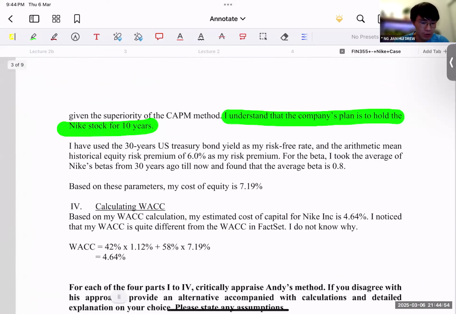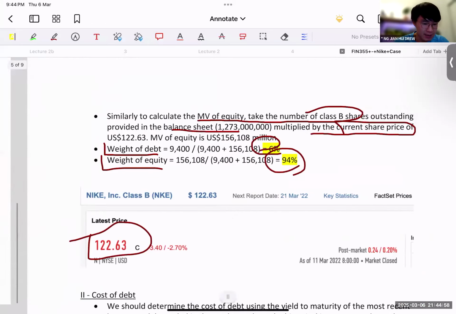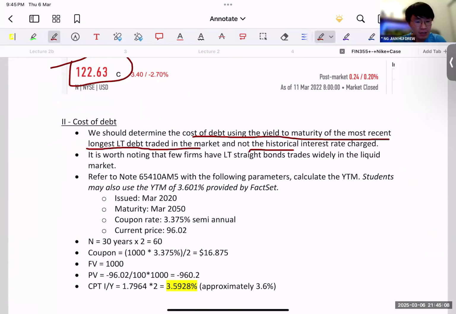You're right. So let's look at some of the suggestions here. Cost of debt. Okay, we should determine the cost of debt using the yield to maturity of the most recent longest long-term debt traded in the market, not the historical interest rate charged. You're right. So this is not the book value, right? Not from the P&L statement. Not from P&L.